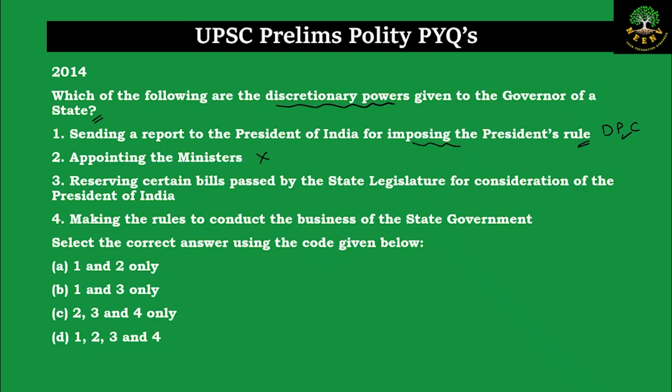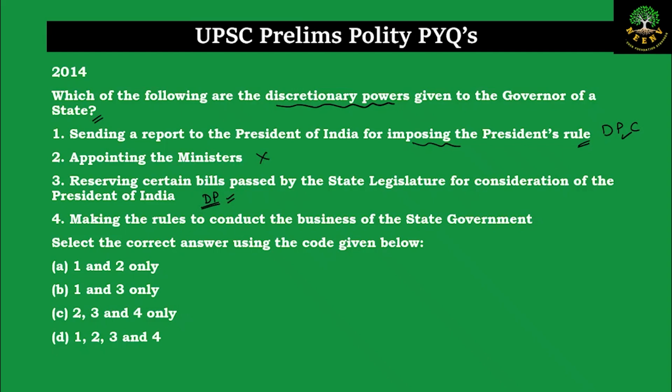Reserving certain bills passed by the state legislature for the consideration of the President of India. Again, this is also a discretionary power of the governor. If the governor thinks a particular bill has to get the assent of the President, he will reserve it for the assent of the President. Again, this is a discretionary power.